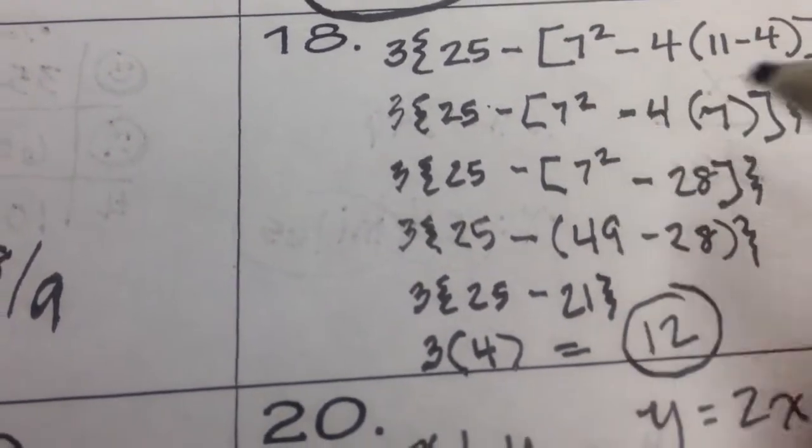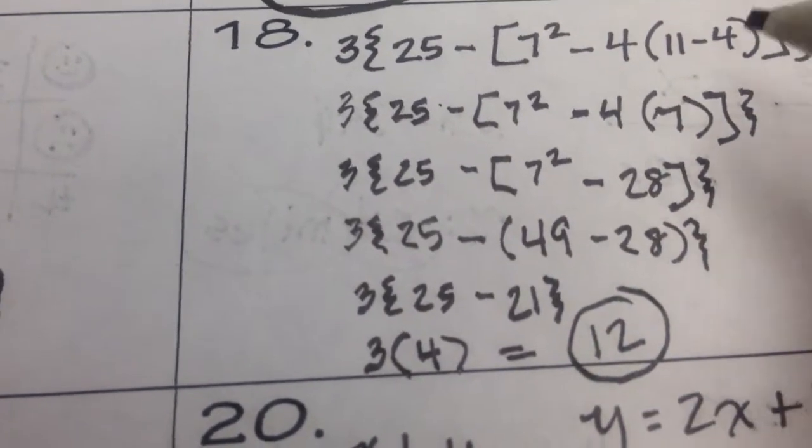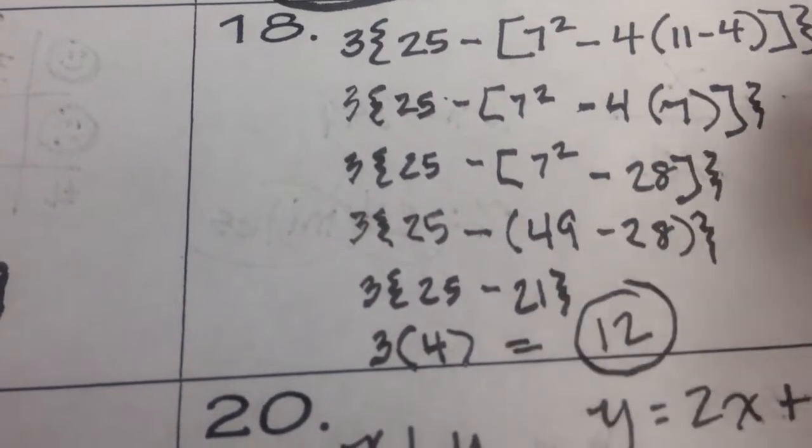Look, 3 times 4, easy, easy, is 12. I want you to write each step because I want you and your brain to know exactly what you're doing every step of the way.